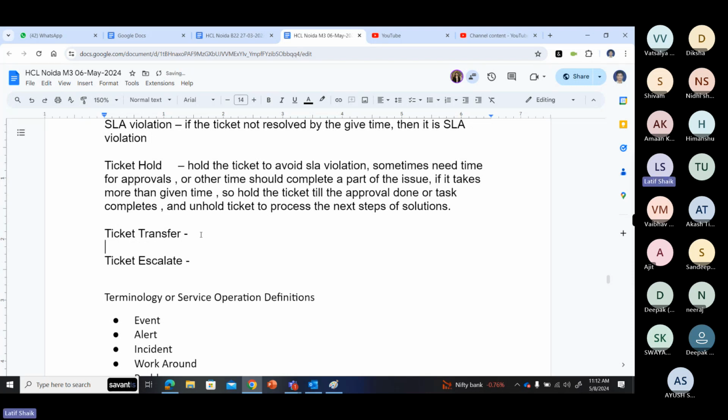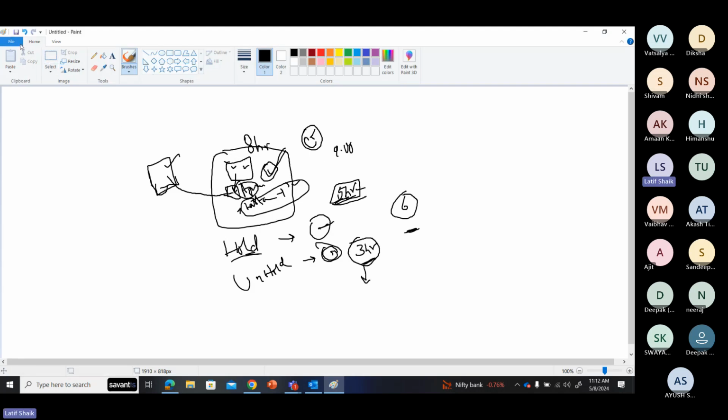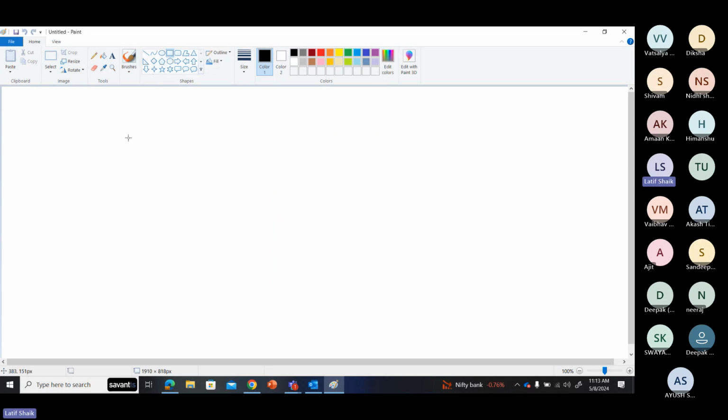Okay, there is another one called ticket transfer. So what is a ticket transfer? I received a ticket, but I'm busy with another ticket, so there is a line of tickets. Or I cannot solve this one, or maybe I have some little urgent work.